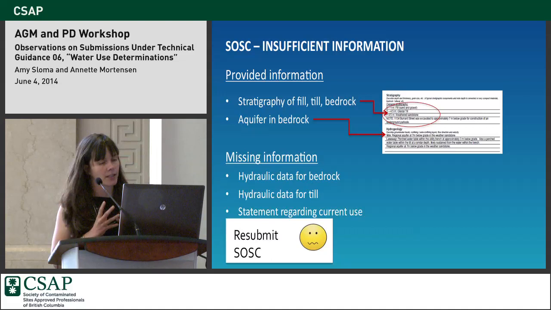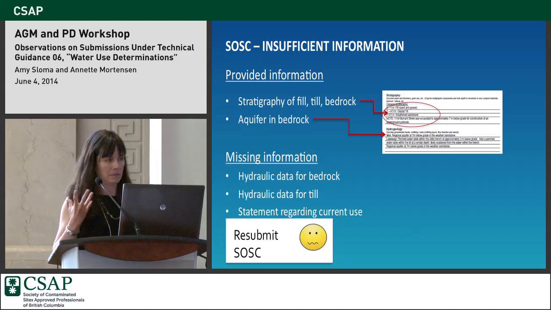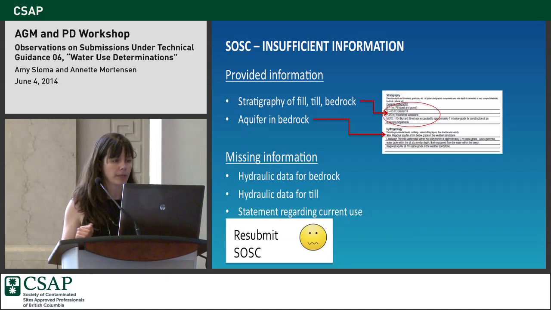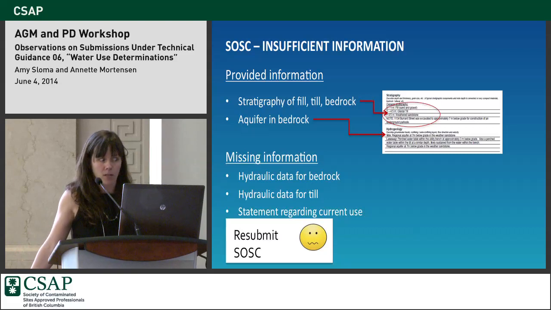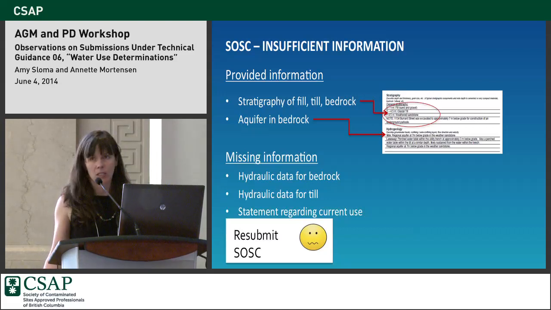So this is another example of the type of summary of site conditions that we've received. So in the stratigraphy, we have a bit of information on the fill. We know there's some till, but it's not more than 5 meters thick, and we know there's bedrock, and that the person's identified that there's an aquifer in bedrock. But there's not a whole lot of other information. We have no hydraulic data for the bedrock. We have no hydraulic data for the till. And we have no statement regarding the current use.